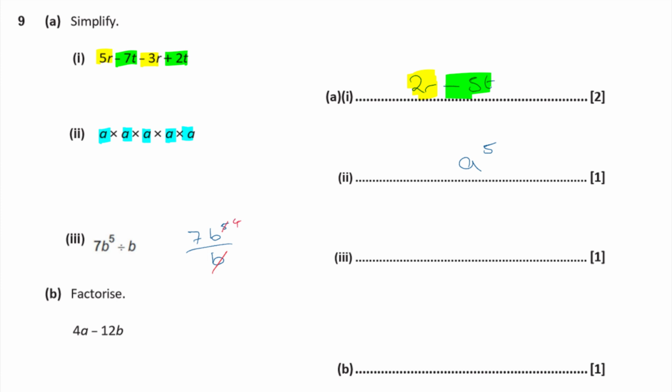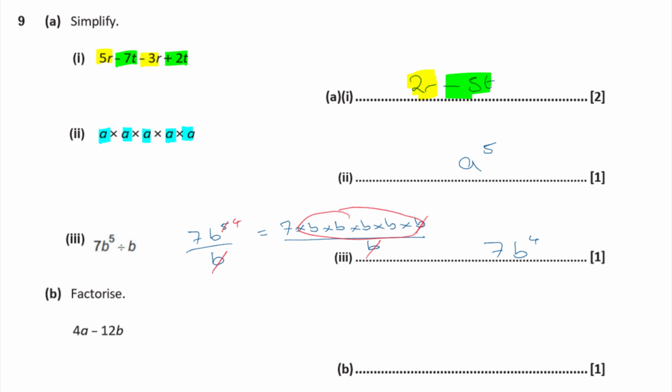Because another way to think about this, 7b to the power of 5 is 7 times b times b times b times b times b. And if you divide that by b, then one of those cancels with one of those, and that leaves you with 7b to the power of 4 then, doesn't it? Okay, so that's my answer. 7b to the power of 4.